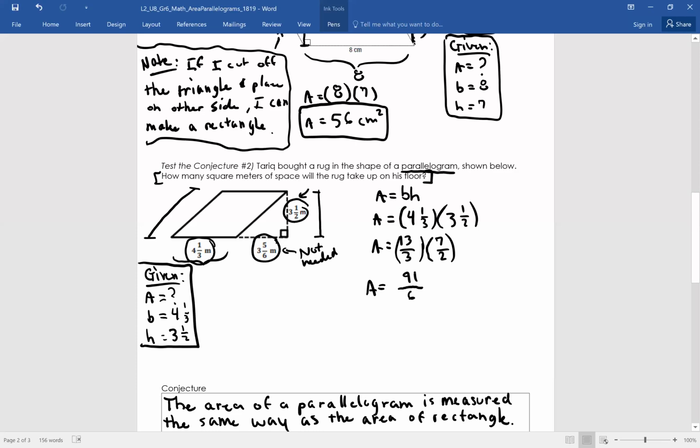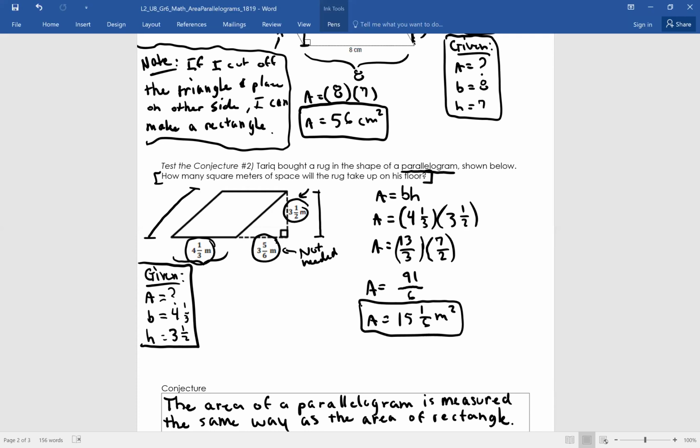So I don't want you to leave your result as an improper fraction. You can either convert this to a mixed number or a decimal. So I'm going to say that this mixed number is going to be 15 and 1/6 meters squared. Okay, and any of you should be able to change that into a decimal if that's what you chose to use. As you can see, the fraction form may be slightly simpler, slightly.